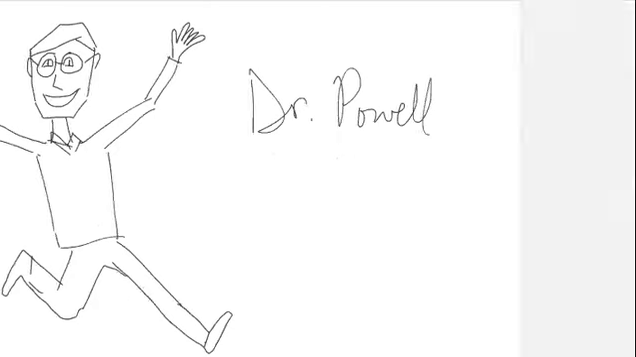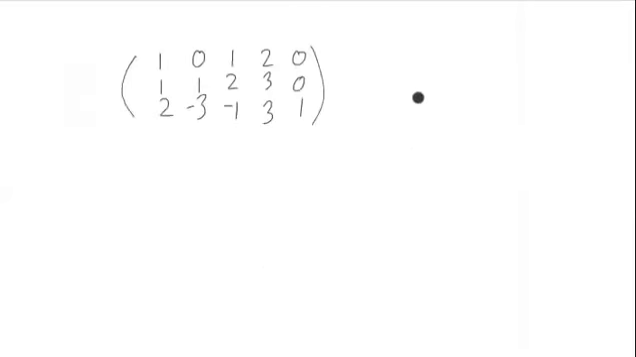Let's take a look at an example of finding a minimum collection of vectors among these column vectors right here that span the range of this matrix function under the column interpretation. Okay, so what we do is we just do row operations to find the reduced row echelon form.